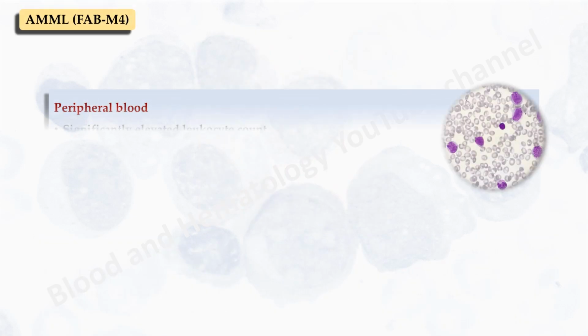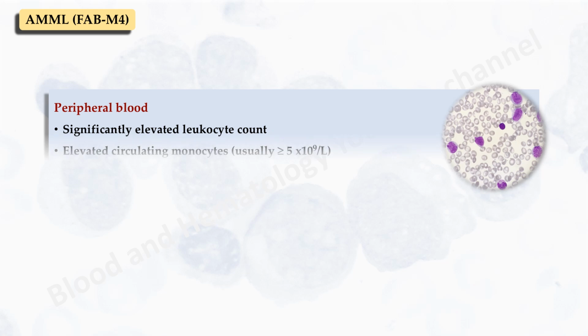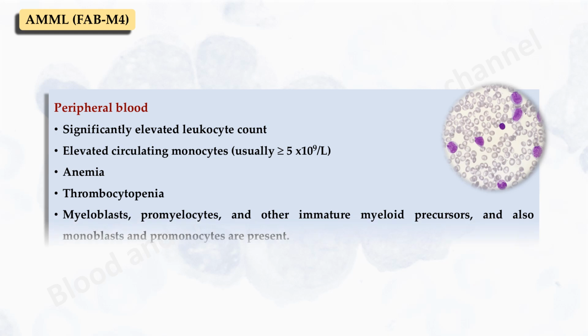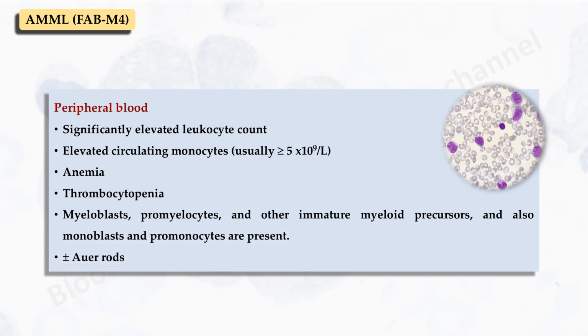AML-M4 patients often present with significantly elevated leukocyte count, elevated circulating monocytes, anemia, and thrombocytopenia. Myeloblasts, promyelocytes, and other immature myeloid precursors, and also monoblasts and promonocytes are present. Auer rods also may be present.